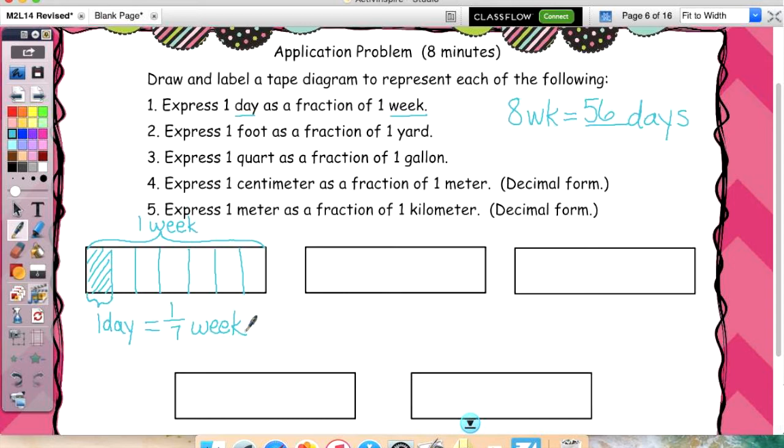So instead of how many feet are in a yard, we're going to say a foot as a fraction of a yard. So what's the largest unit of measurement? The yard. It goes on top.